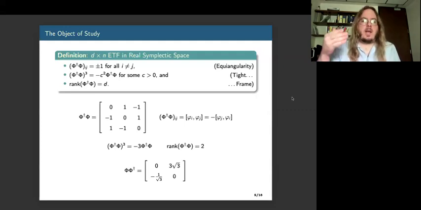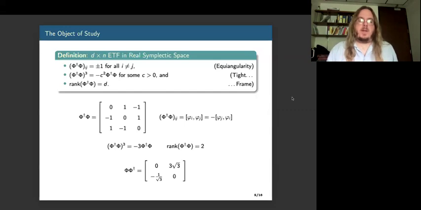I haven't really talked about phi itself. One would hope that I can recover phi from its Gram matrix. I really need that to talk about ETFs strictly by their Gram matrices. And I can do that. And I'm going to show you how that works right now.